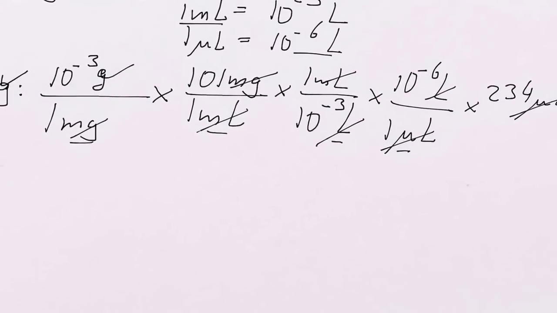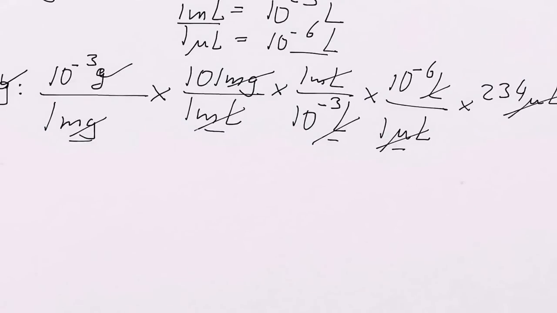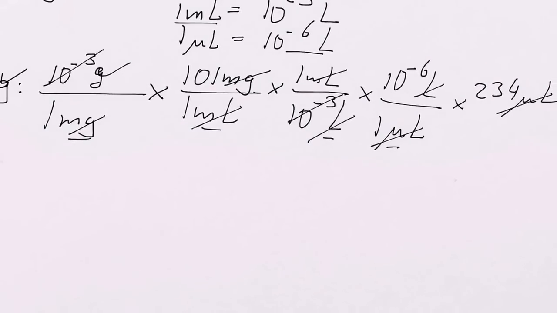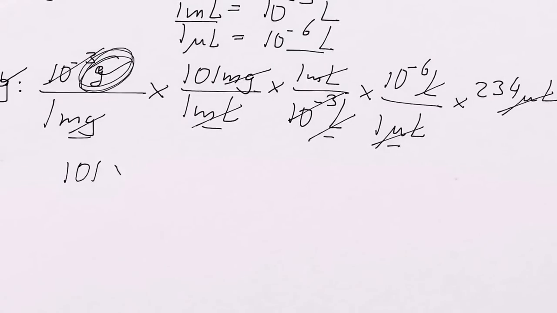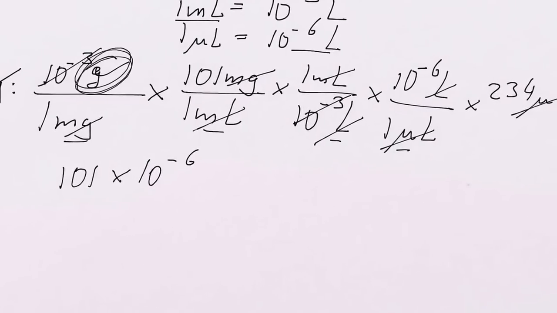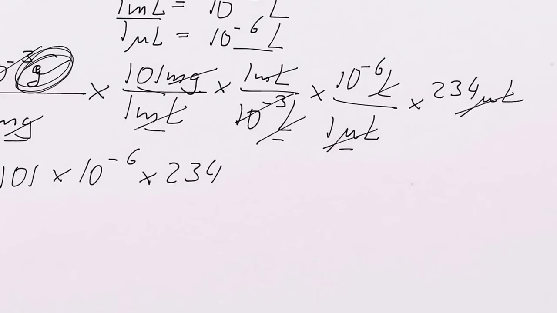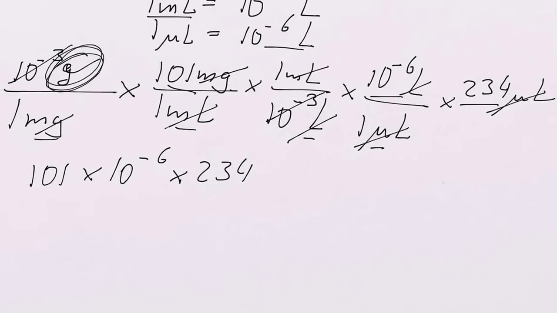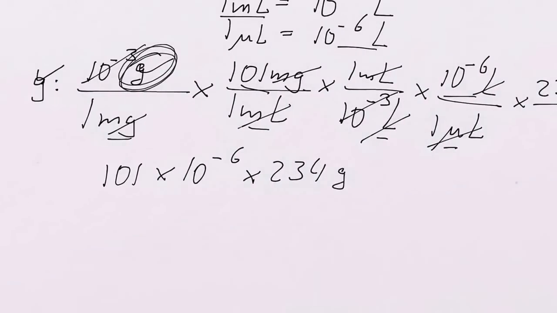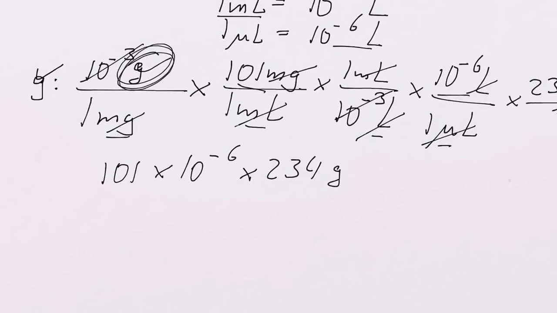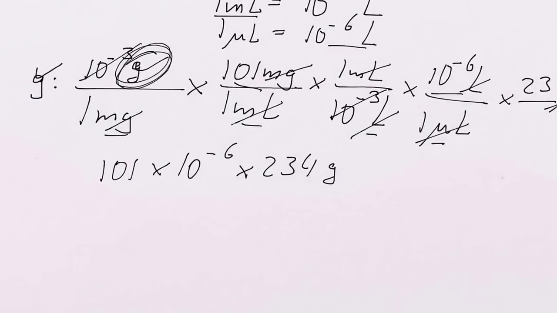So what have we got left? Actually, we see that 10 to the minus 3 and 10 to the minus 3 cancels out, which makes life so much easier. So we have 101, and we still have the grams here that we want. 101 times 10 to the minus 6 times 234. So that's this one, that's this one, and that's this one. And the unit is gram. And again, you can very easily calculate that yourself.